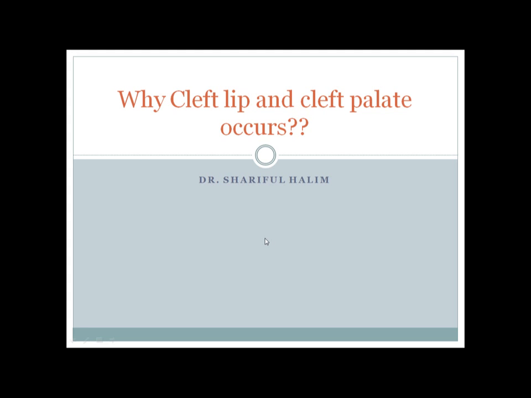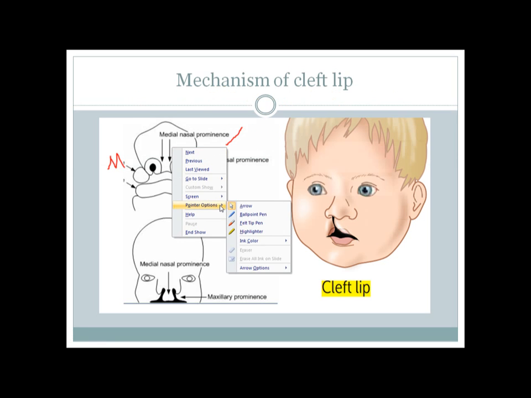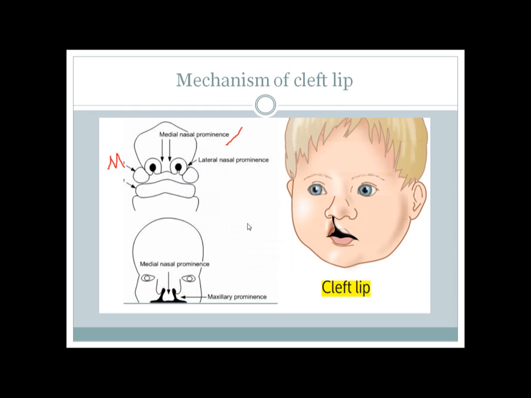In this short video presentation, I will talk about why cleft lip and cleft palate occurs. So, cleft lip actually occurs due to a defect in development of the lip. That's very easy to understand. But why does the defect occur?